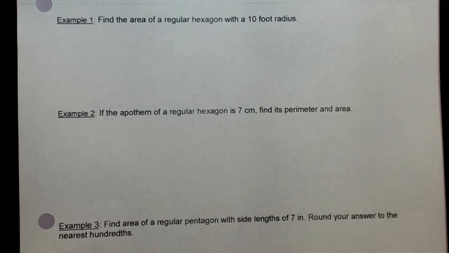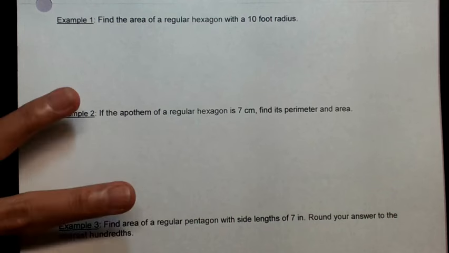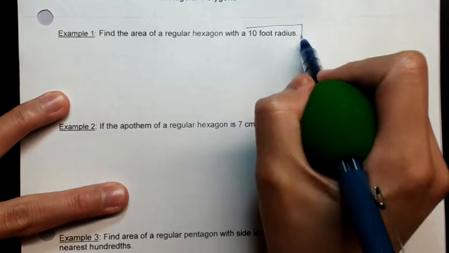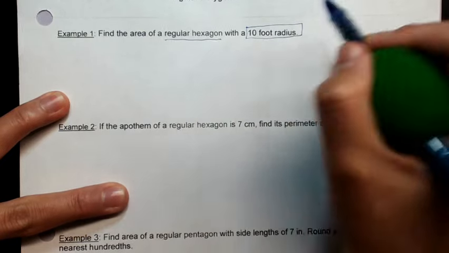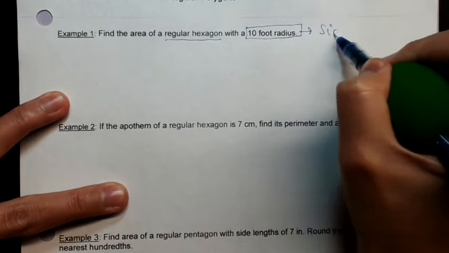All right, number 1. Jensen, let's read. Find the area of a regular hexagon with a side of 10. Okay, let's see if y'all recall. Only in a regular hexagon, the radius is the same thing as one side.